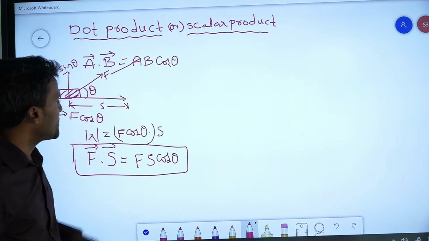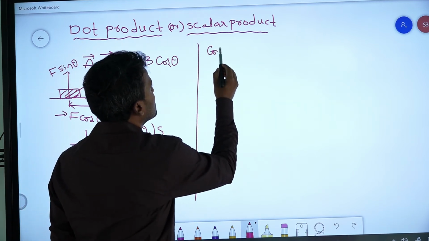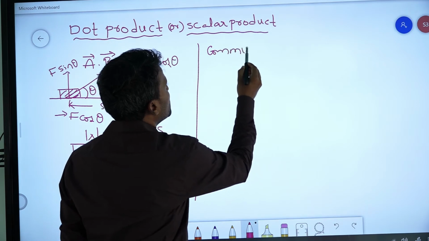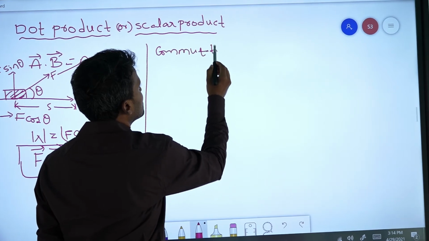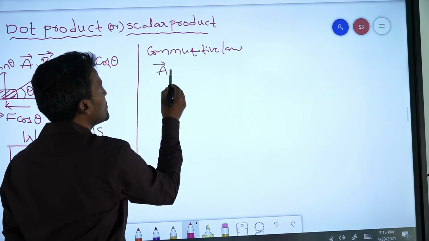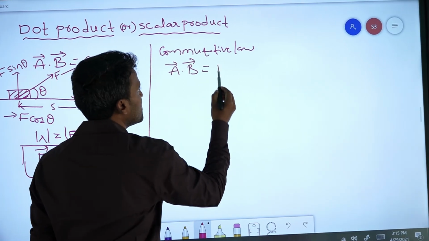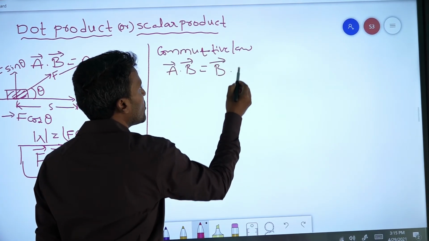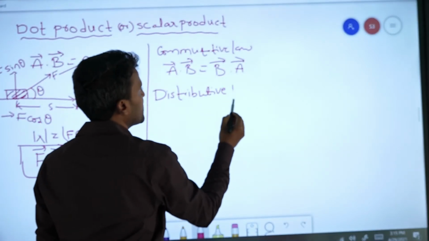Now, what about the properties of this? Commutative property, commutative law, isn't it? A dot B is equal to B dot A. And the distributive property.